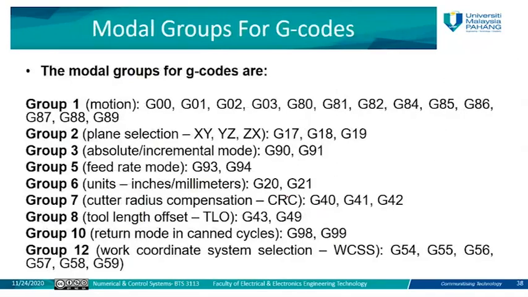This is just an extra slide to explain which G code is related to which group. For example, for group 1, we have G00, G01, and all these G codes belong to group 1. Then here G17, 18, 19 belong to group 2. Here group 3 is G90 and G91. Group 5 is G93, G94. Group 6 is G20, G21, and so on. So it's more about the types of modal groups for the G codes here.